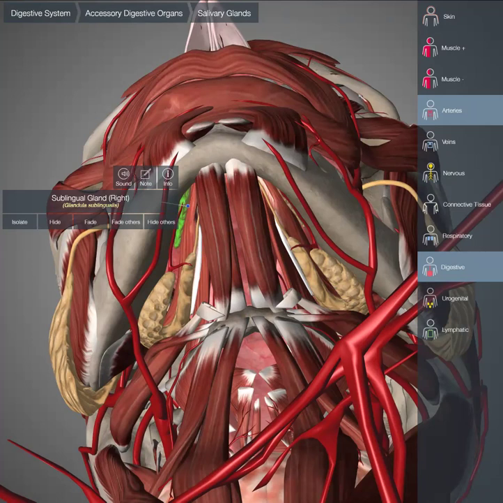And it receives parasympathetic innervation from the superior salivary nucleus and sympathetic innervation by the superior cervical ganglia. That's the sublingual.